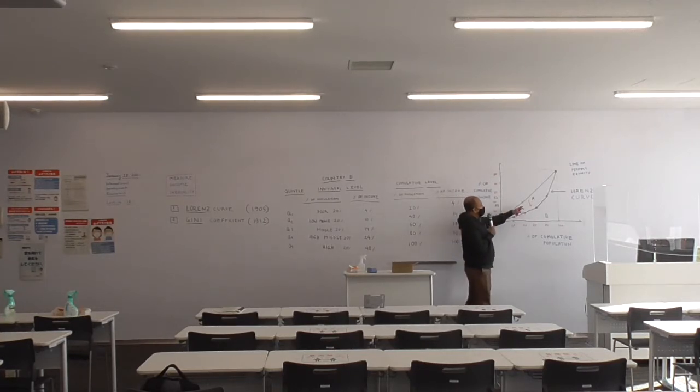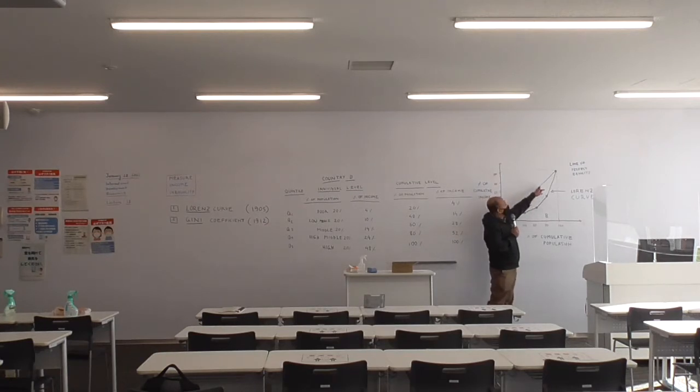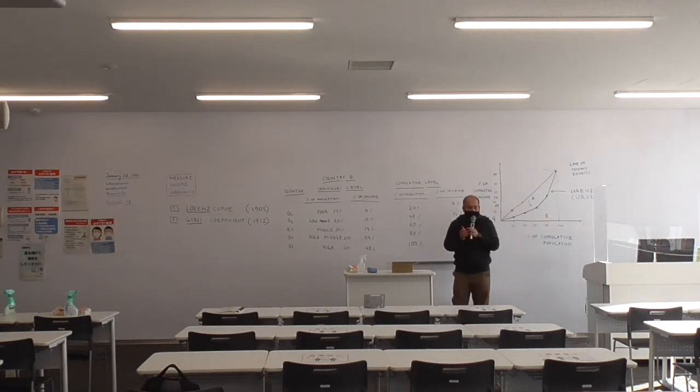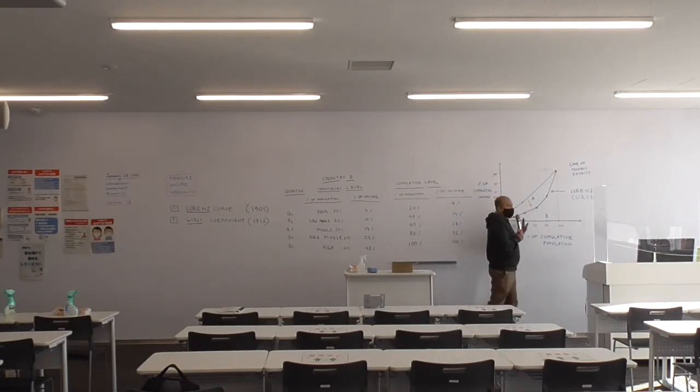So if we are getting far from this line, actually, this line is known as the line of perfect equality, and at the same time, this horizontal axis is known as the line of perfect inequality. Why? Say that in one country, people have no income, and only one person has all the income of the country. Only then can we reach this line of perfect inequality.